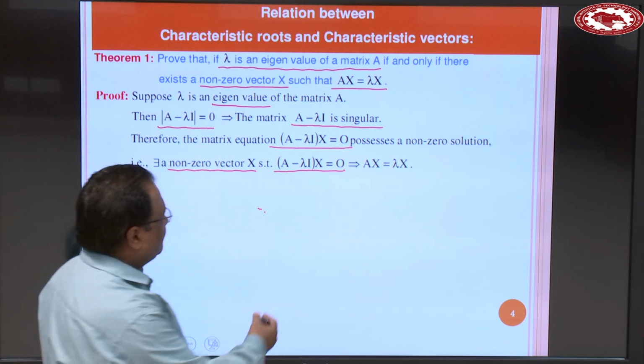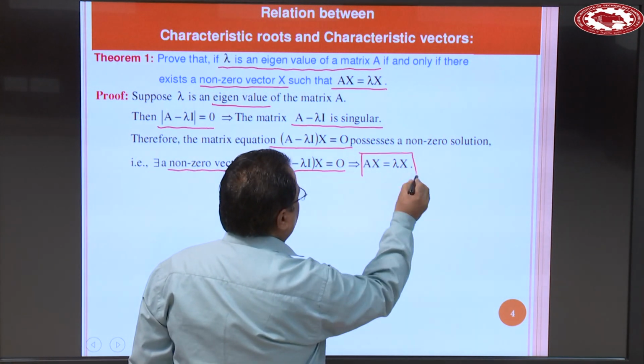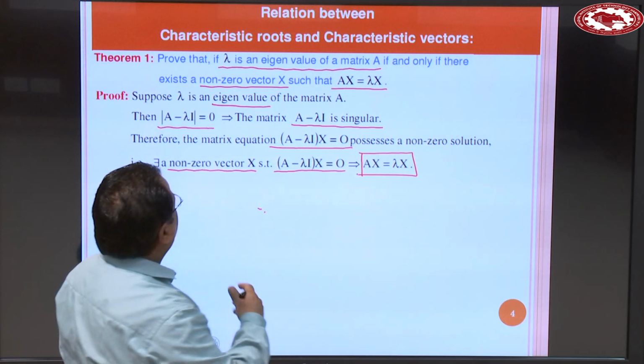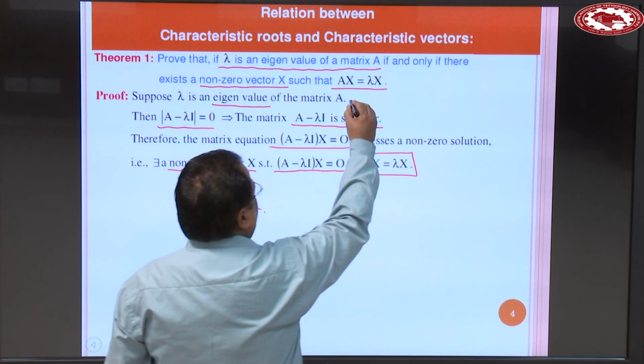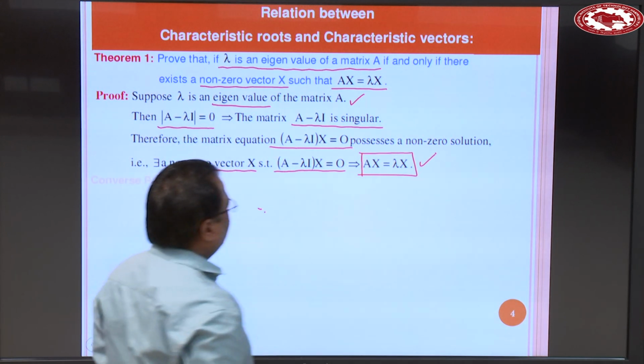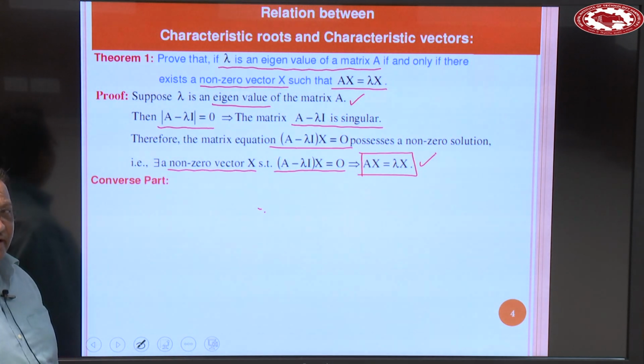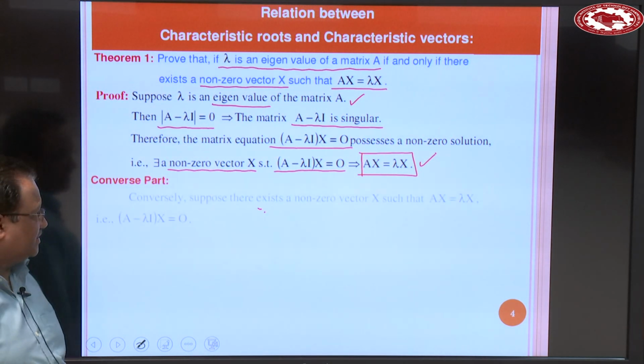And when you solve this one, we obtain Ax is equal to lambda x. So, when lambda is an eigenvalue of A, then Ax is equal to lambda x. Now, let us prove the converse part of this result.